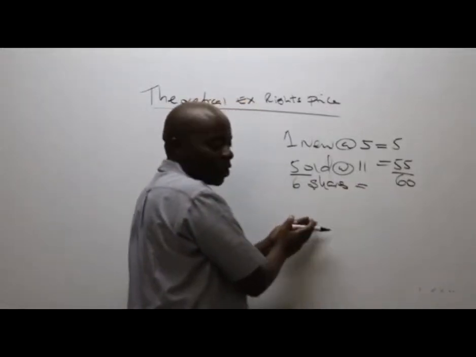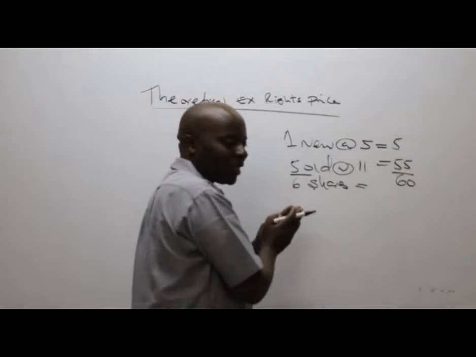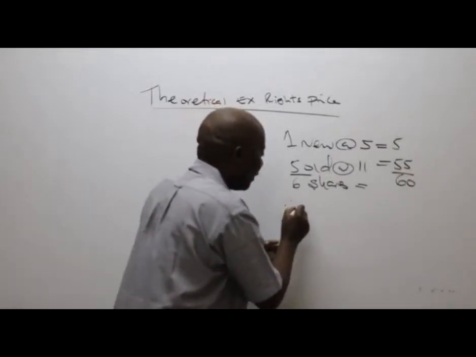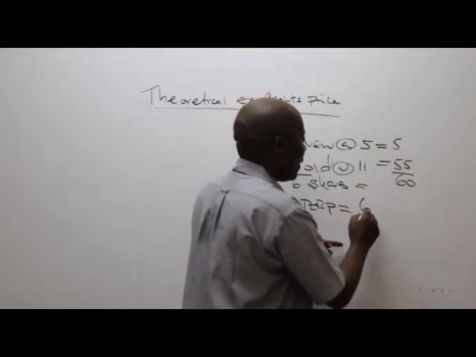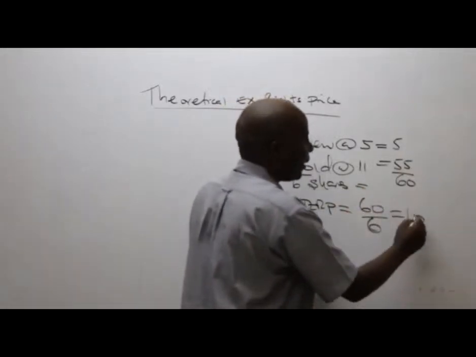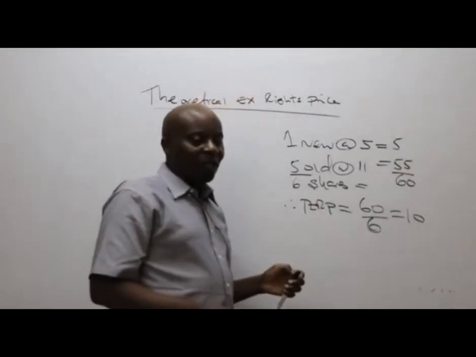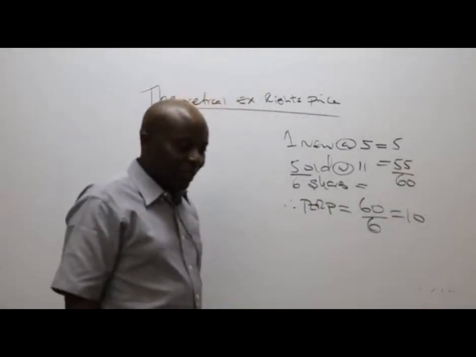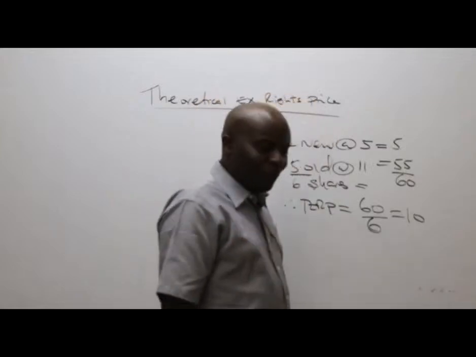Then how about 1 share? Once you give us that 1 share, then you are giving us the theoretical X-rights price. Therefore, the theoretical X-rights price here will be 60 divided by 6, which gives us 10. The theoretical X-rights price is 10. That is so important to me.